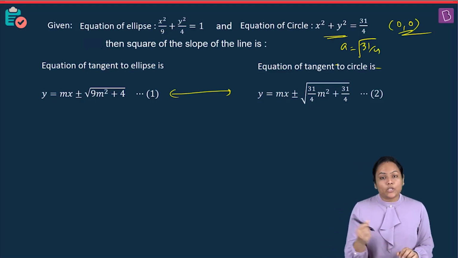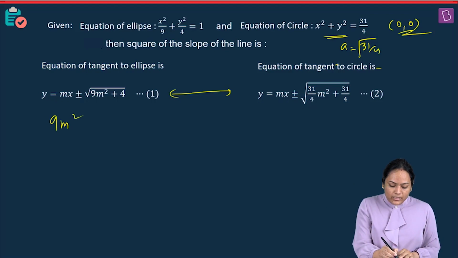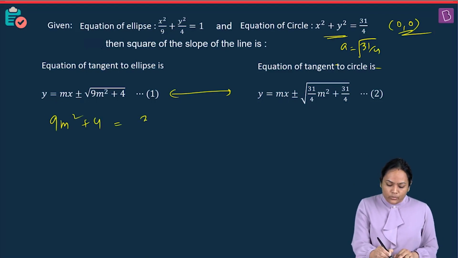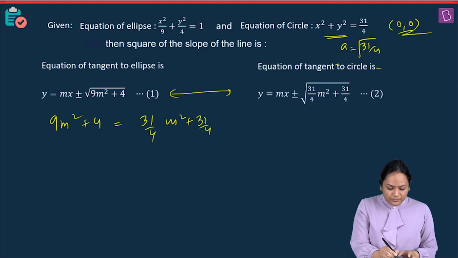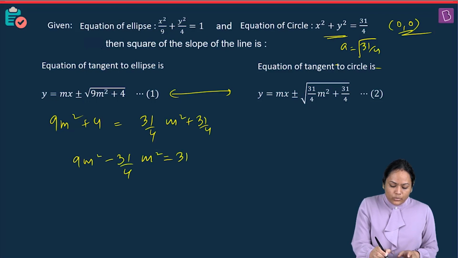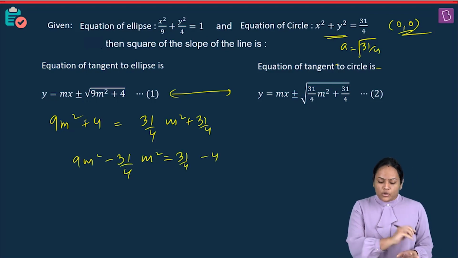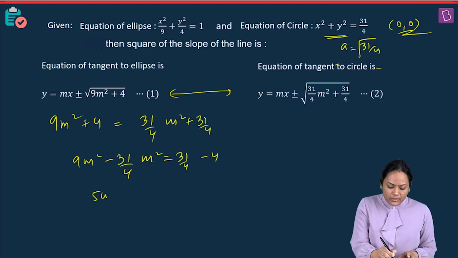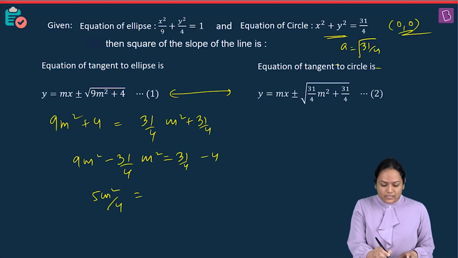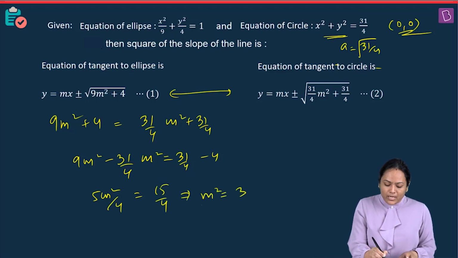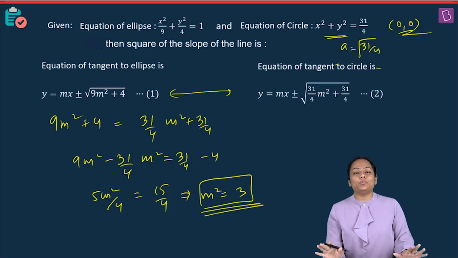So when I equate the constant term, I'm going to get 9m square plus 4 is equal to 31 by 4 m square plus 31 by 4. I've done the squaring on both sides. So it's going to give me 9m square minus 31 by 4 m square is equal to 31 by 4 minus 4. So on my left hand side, it's going to become 5m square by 4, while on my right hand side, it's 31 minus 16, that is 15 by 4. And from here, the m square value is coming out as 3, which is going to be the final answer.